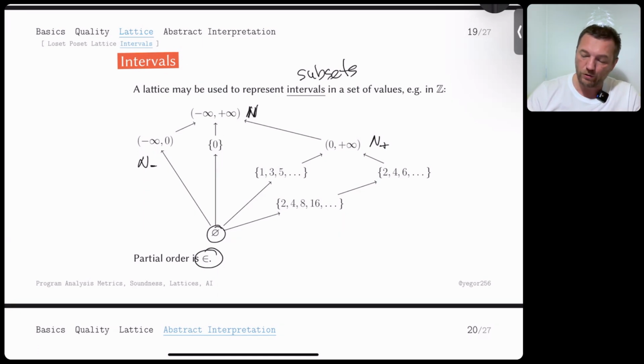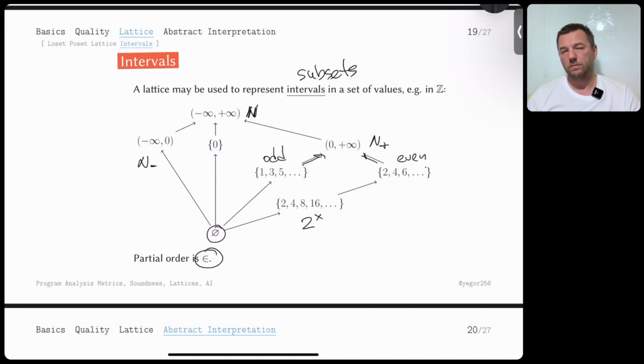And here I can break it down into parts. Let's say these are odd numbers, and these are even numbers. And these are the numbers which are 2 to the power x. The even numbers and odd numbers both belong into this set. And then this one definitely is a subset of this one. And then the empty set is a subset of all of them.